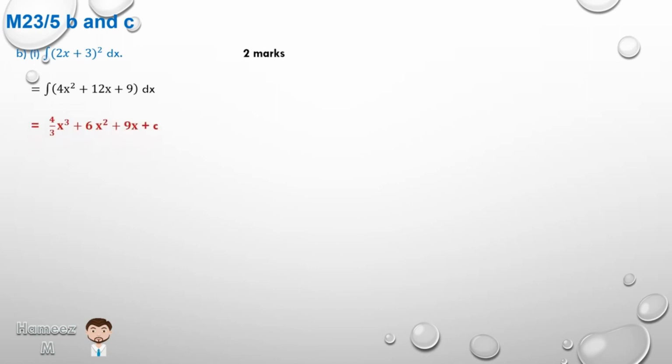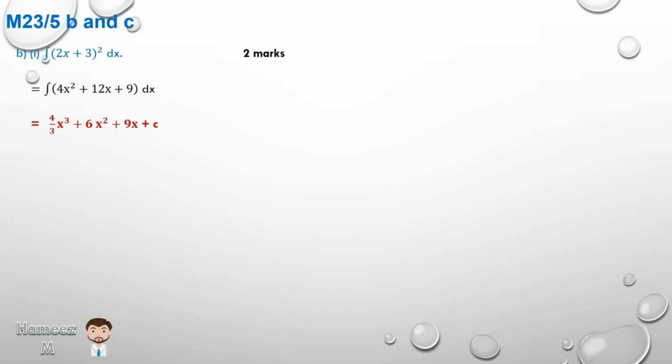May 2023, number 5b. Integrate (2x + 3)² with respect to x. There are a couple different ways to do this. One way is just to expand the bracket, which gives us 4x² + 12x + 9. If we integrate that, it gives us 4x³/3 + 12x²/2, which is 6x², plus 9x plus c.